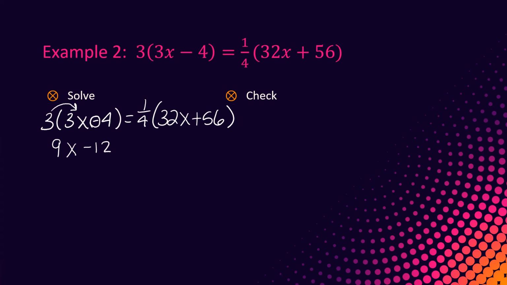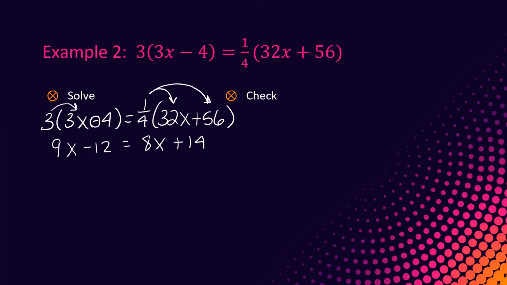And then we want to distribute that 1/4 as well. So we're going to have 1/4 times 32x. So really you're multiplying the 1/4 times 32. And that's going to get you an 8x there. The x is just going to carry down. And then we have 1/4 times 56. That's going to get us a positive 14.